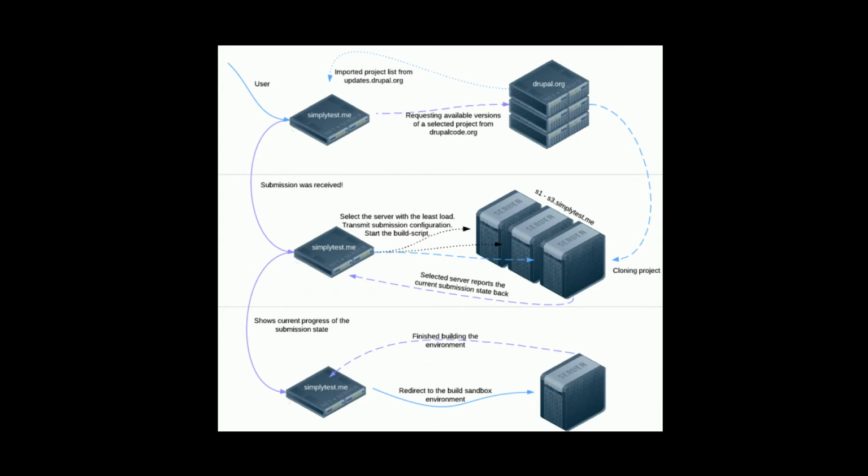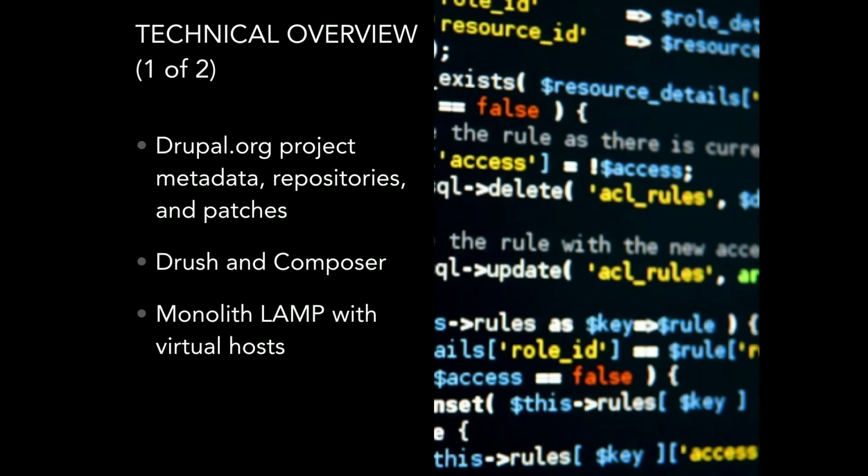And so there's really two types of servers that we have within SimplyTest. There's the web front end, and then there's the back end instances. That's a good way to look at it. And how does all of this work? Well, one, we leverage all the Drupal.org project metadata. So we look at the web service APIs from Drupal.org. We pull all the project stuff, the versions of the projects that are on there, a lot of metadata about Drupal core, things like that.